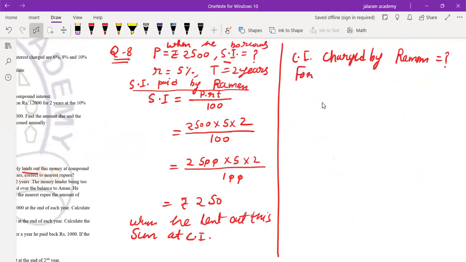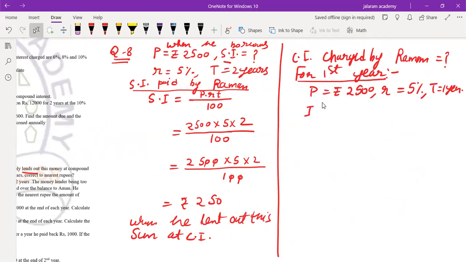So for first year, we write principal. He lent out rupees 2,500 at the rate of 5%. First year is only 1 year. So when we find the interest I1, it is P1 RT upon 100. Always denote them with the symbol P1: 2,500, rate 5, time 1 over 100. Zeros will be cancelled out. Rupees 25 5s are 125.